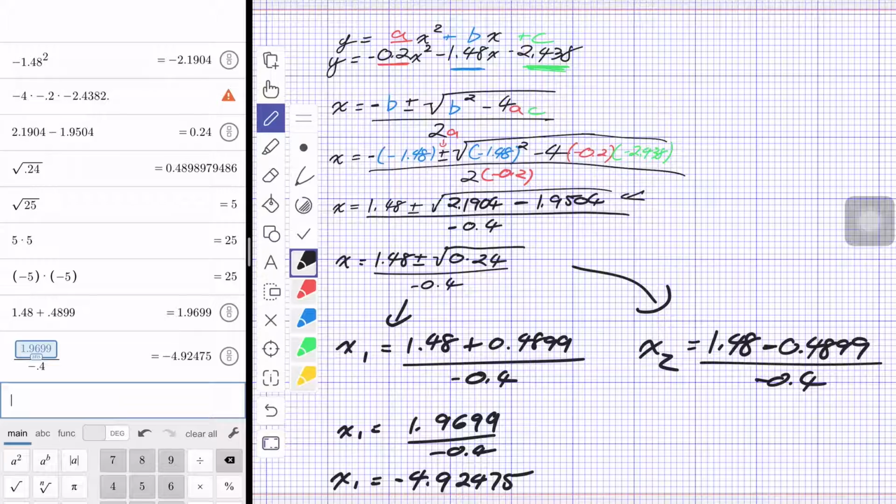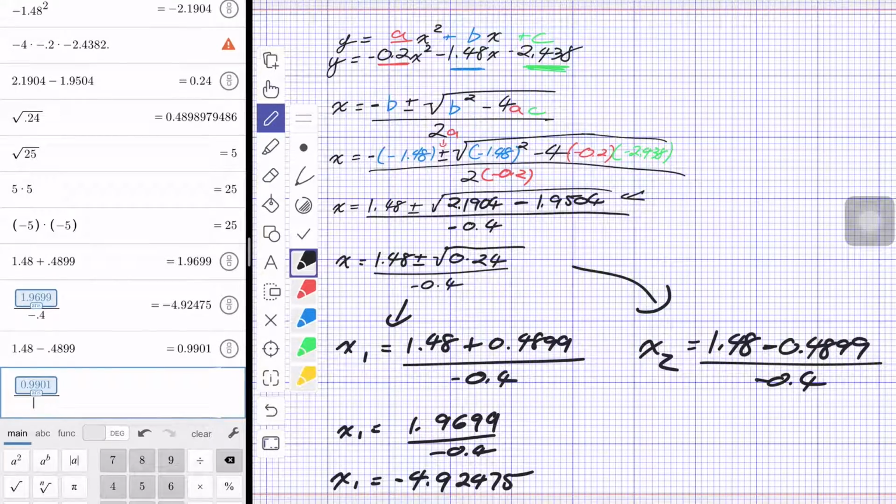That's why calculators are quite handy, right? All of these decimals will be tedious to deal with. So we're doing 1.48 minus 0.4899. Great. We're going to take that answer, divide it by negative 0.4, and we get, so I did that all in the calculator instead of writing it out, negative 2.47525. Okay. Let's push our calculator away for a moment.